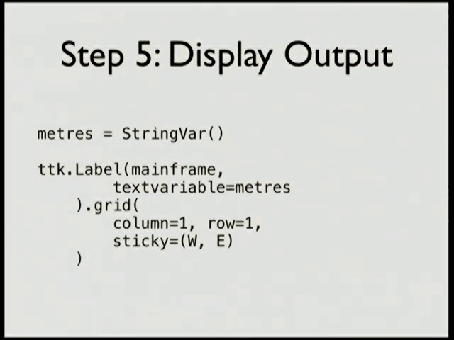Next, we need somewhere to put the results. We're going to do the same thing here as we did to capture input, but this time we don't use an entry, we just put a label. So we're just going to print the output of the calculation. The label is just a piece of text. It's bound to the meters string var, so when you change the value of the meter string var, the label will change as well. And we're going to stick it in column 1, row 1, so it's going to be in the middle of our 3x3 grid that we have on our main window, and again, it is sticky to the west and the east.